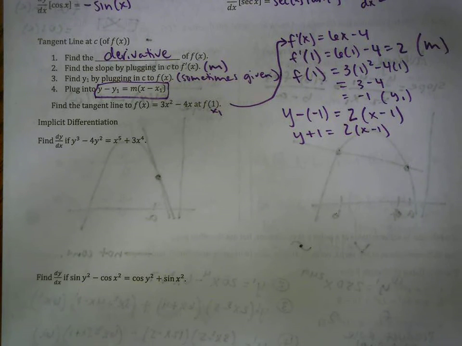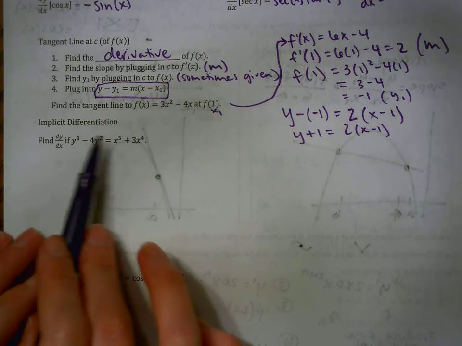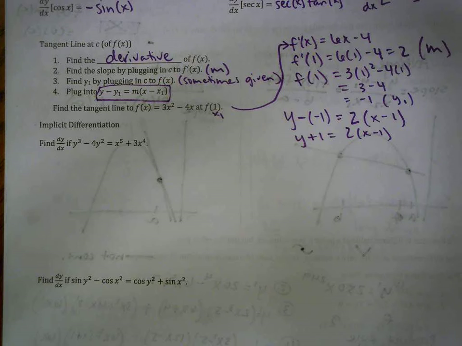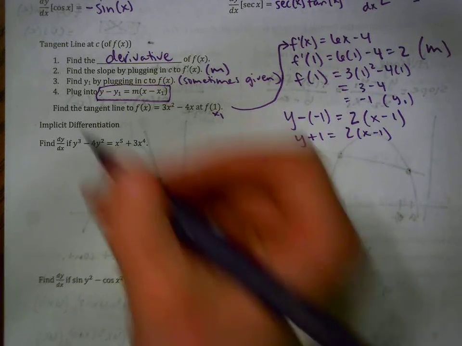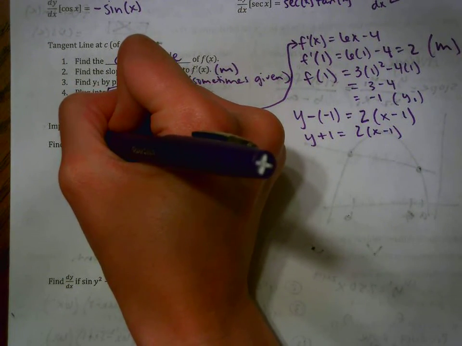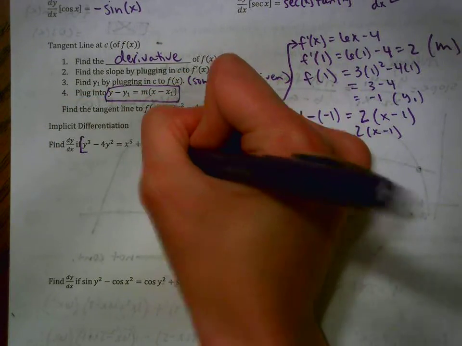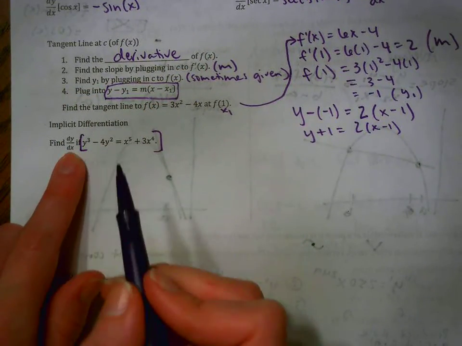Okay, last topic was implicit differentiation. So if you remember, this is when your x and your y, it's not just y equals. If it's just y equals, you can use your rules, but if your x and y are all intertwined together, you're going to do implicit differentiation. So what you do is take the derivative of every single term of each side of the equal sign.